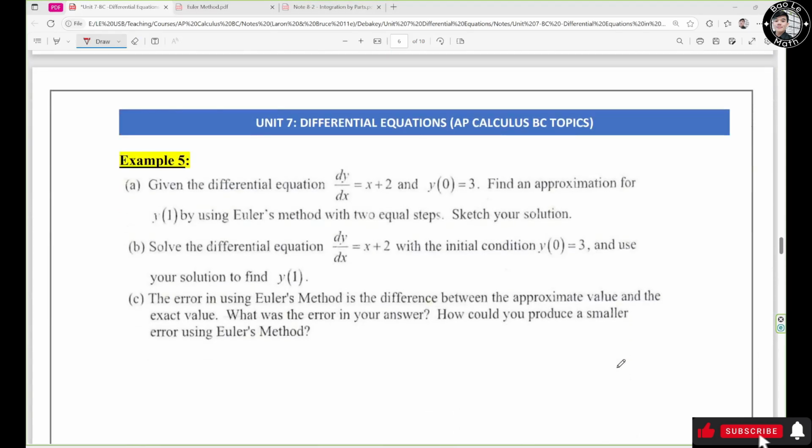Now let's move on to the last example. Example number 5 is similar to example number 1. I'm going to leave this one for you to practice. I just give you the answer key.